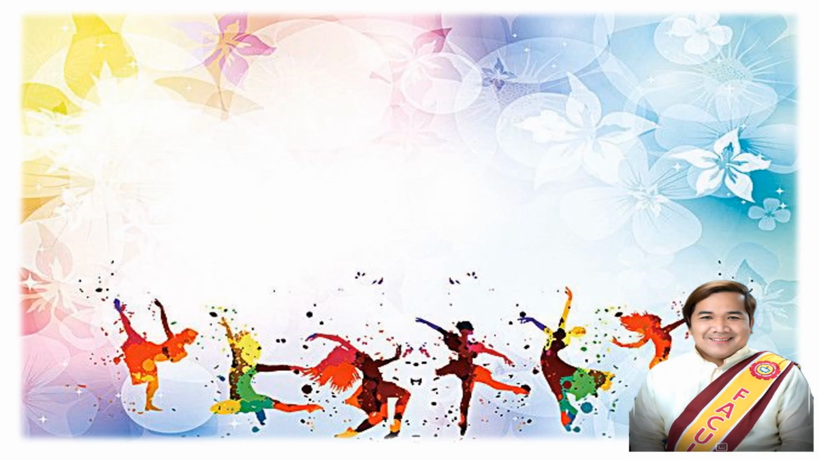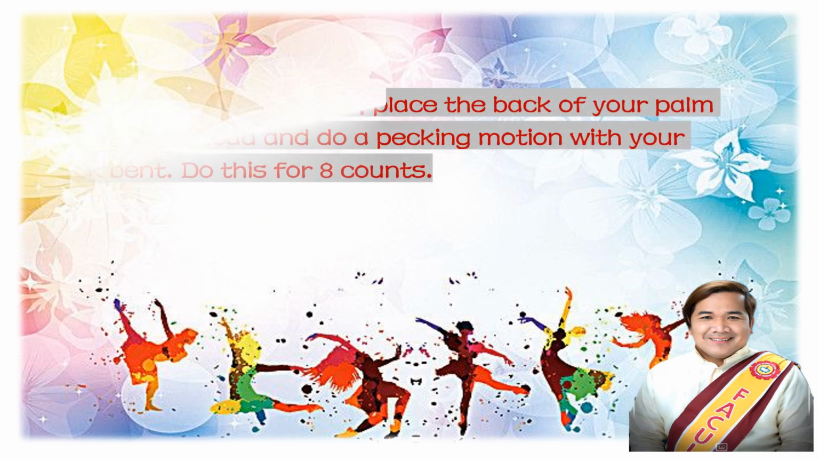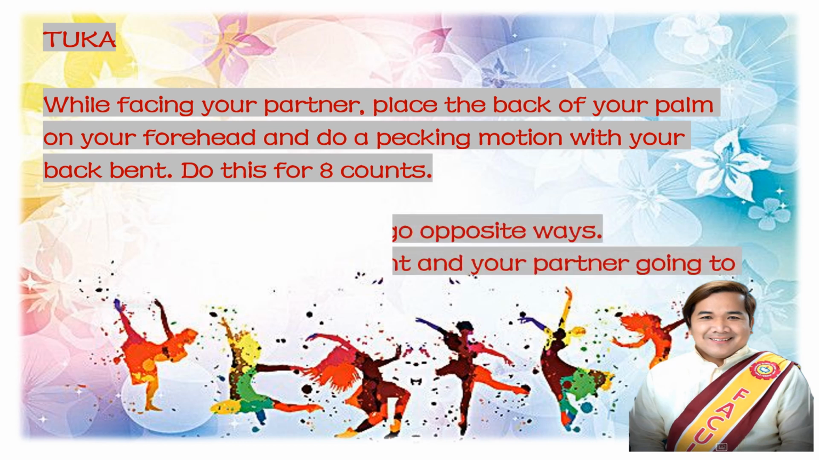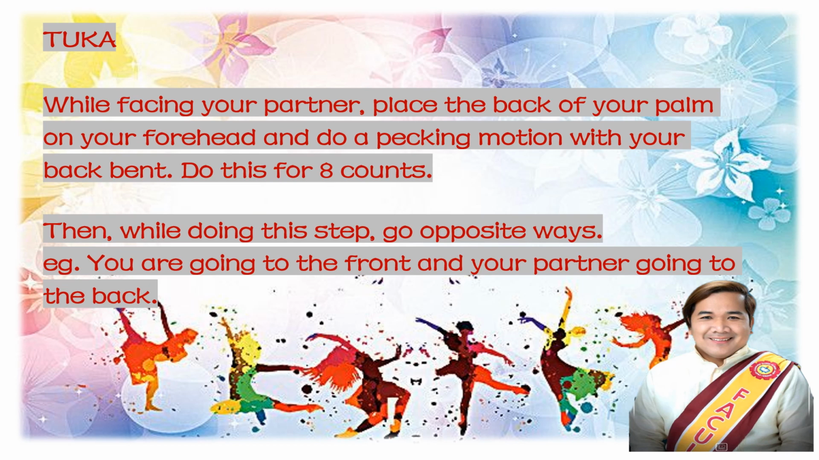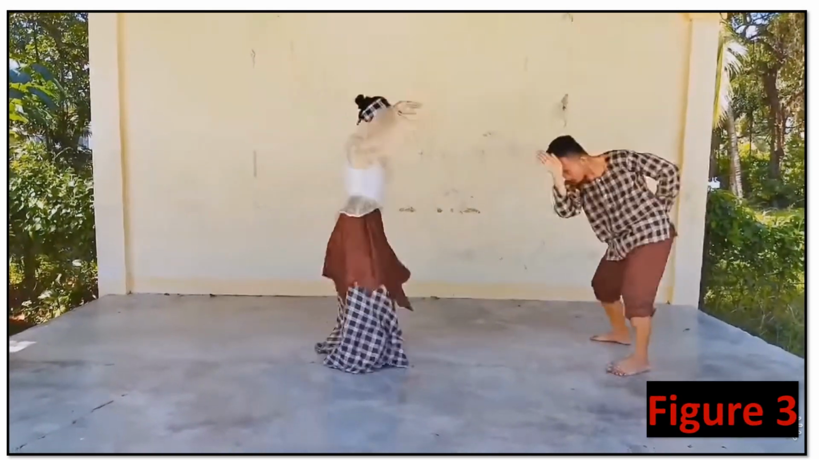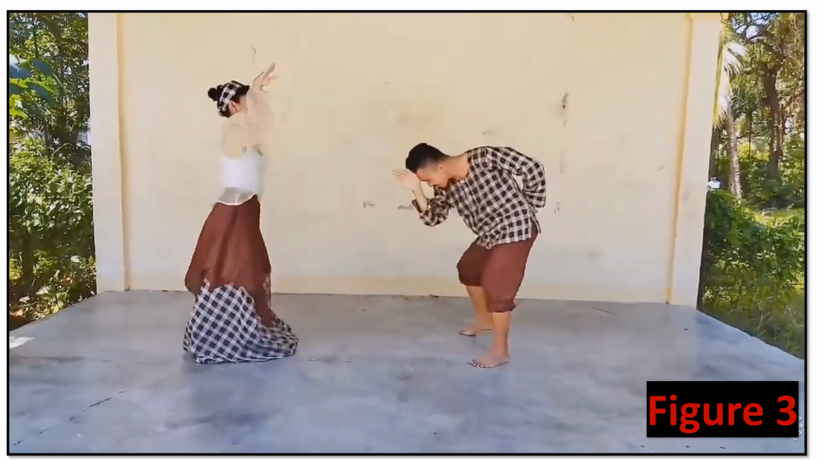For figure number 3, the step is called tuka. While facing your partner, place the back of your palm on your forehead and do a pecking motion with your back bent. Do this for 8 counts. Then, while still doing this step, go opposite ways. For example, you are going to the front and your partner is going to the back. Do this 4 times. Figure number 3.